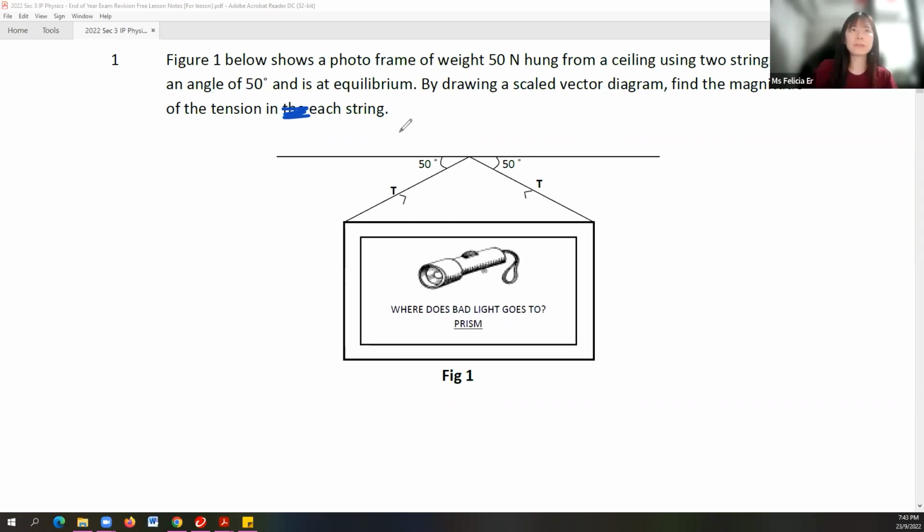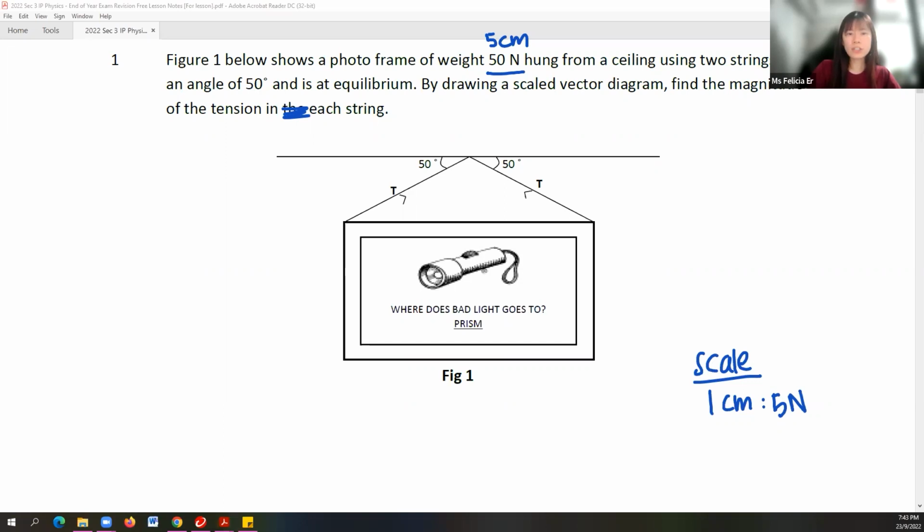You should do 5 cm, because if you do 1 is to 10, 50 Newton is only 5 cm, which is pretty small. If you look at your ruler, 5 cm. So a better scale would be not 1 is to 10, but 1 is to 5. So let's write in the scale now. Can you follow me and write the scale in? Let's do 1 cm is to 5 Newton.